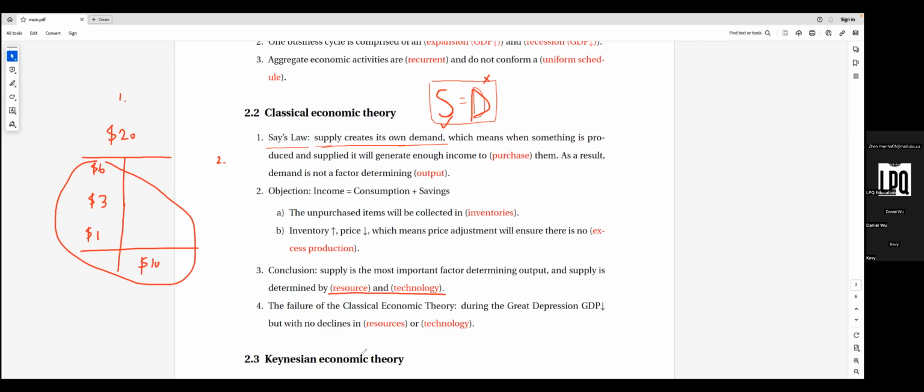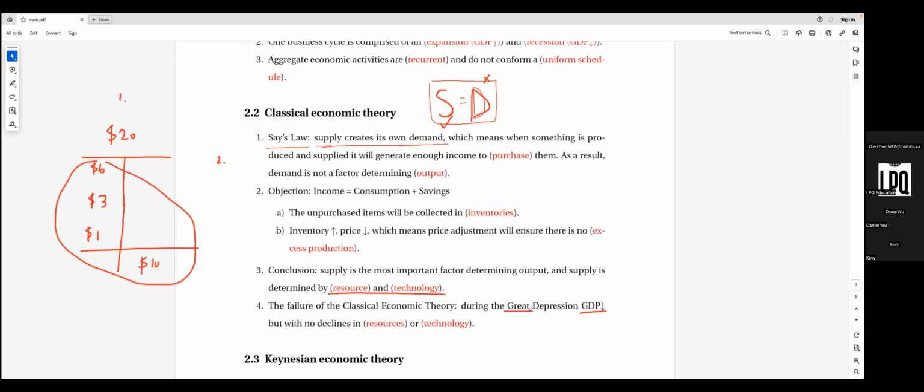Because in the year of 1922, something happened in the United States. They called it the Great Depression. The Great Depression was the first major global economic crisis, financial crisis, that happened in human history. During the Great Depression, GDP decreased by a lot.